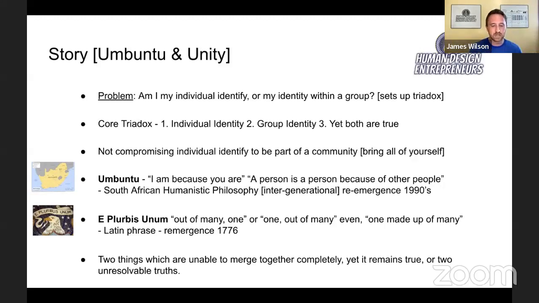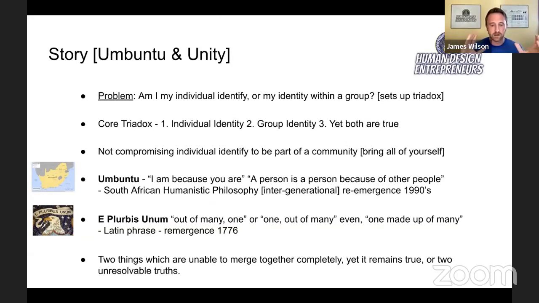So this term Ubuntu came to me a while ago. And I've always had this problem with unity because it seems to be devoid of individuality and being yourself. So it's this problem of: am I my individual identity, or am I my identity within a group setting? And this sets up what I call a triadox, because I contemplated paradoxes for so long, and that just didn't seem to have any answers in it. There's always some third unseen emergent property out of a paradox.